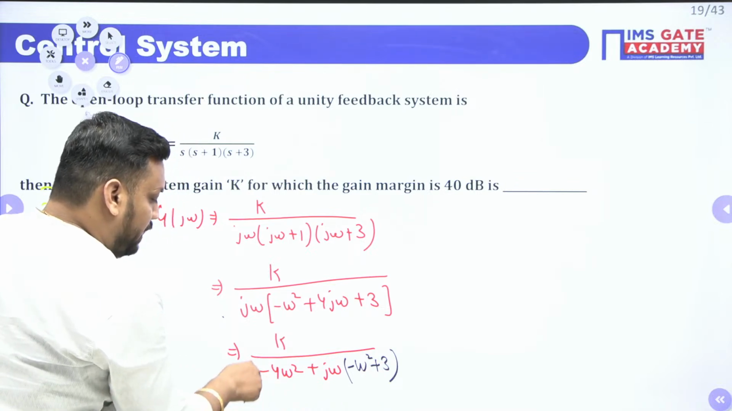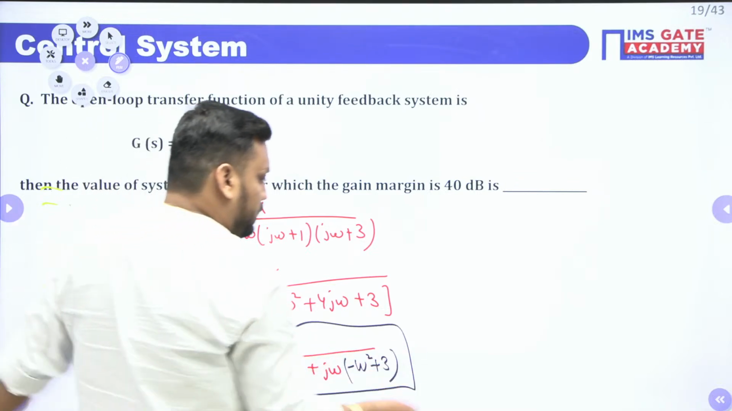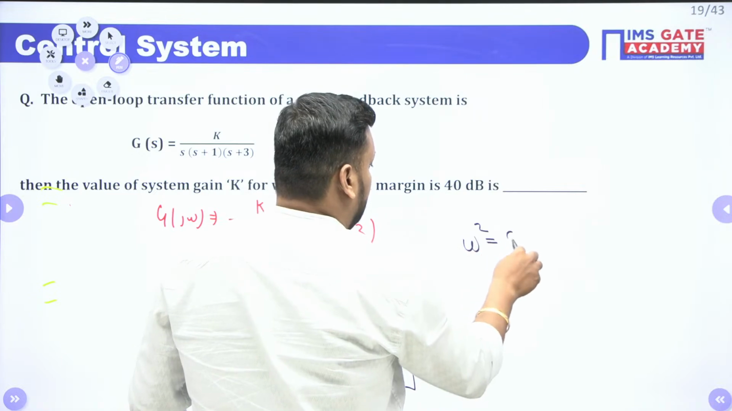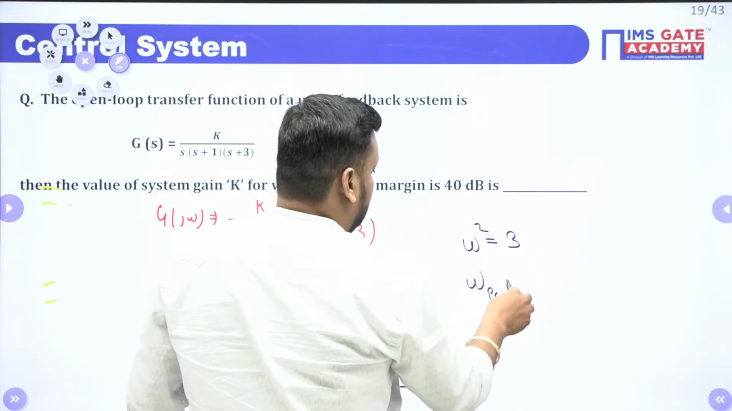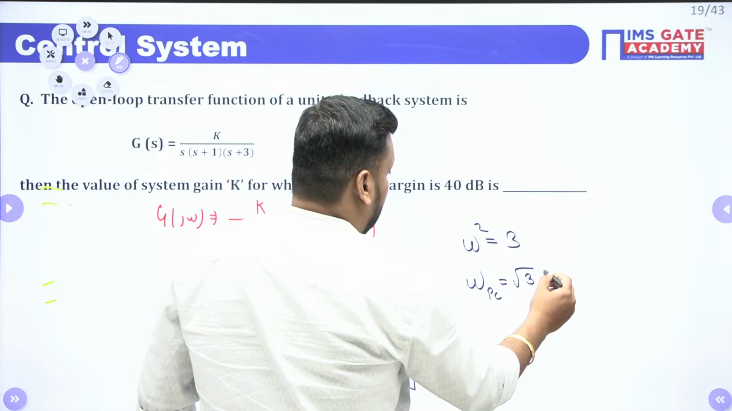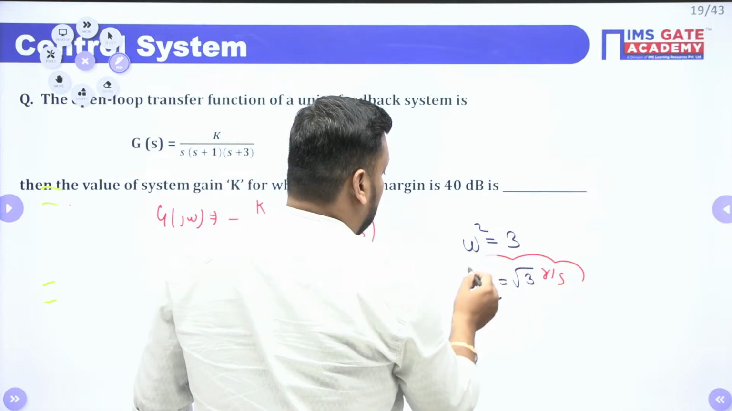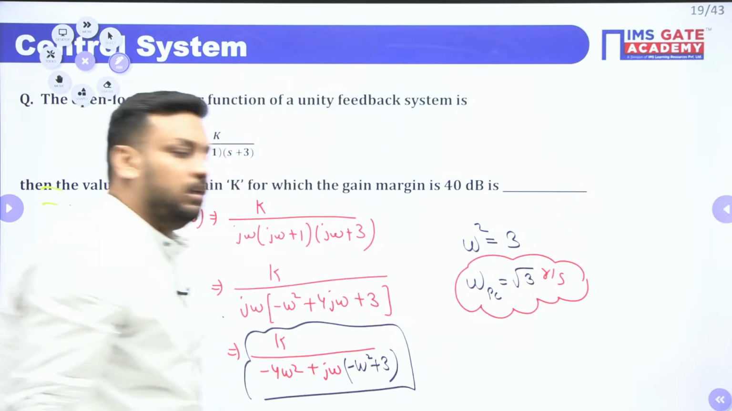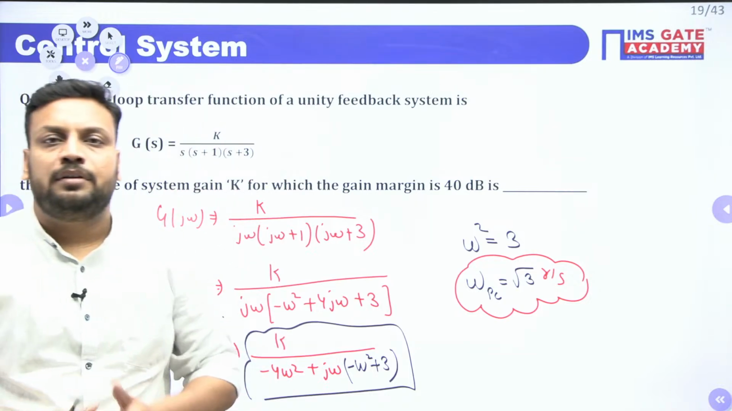When you equate the imaginary part equal to 0, exactly you will get ω square equal to 3. That is why ωpc equals root 3 radian per second. That you will get. I hope it is clear to you guys. Shall we go for next now?